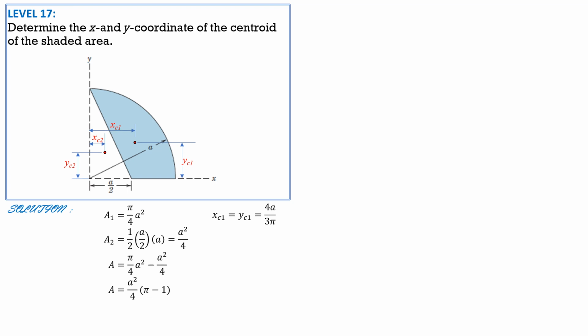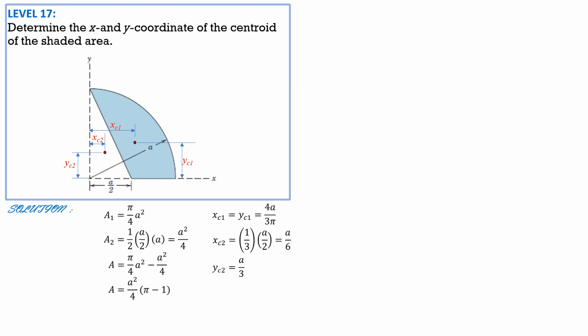While X sub C2 is 1/3 of a over 2, and it is equal to a over 6. Y sub C2 is 1/3 of a. The height is a, so 1/3 of a.